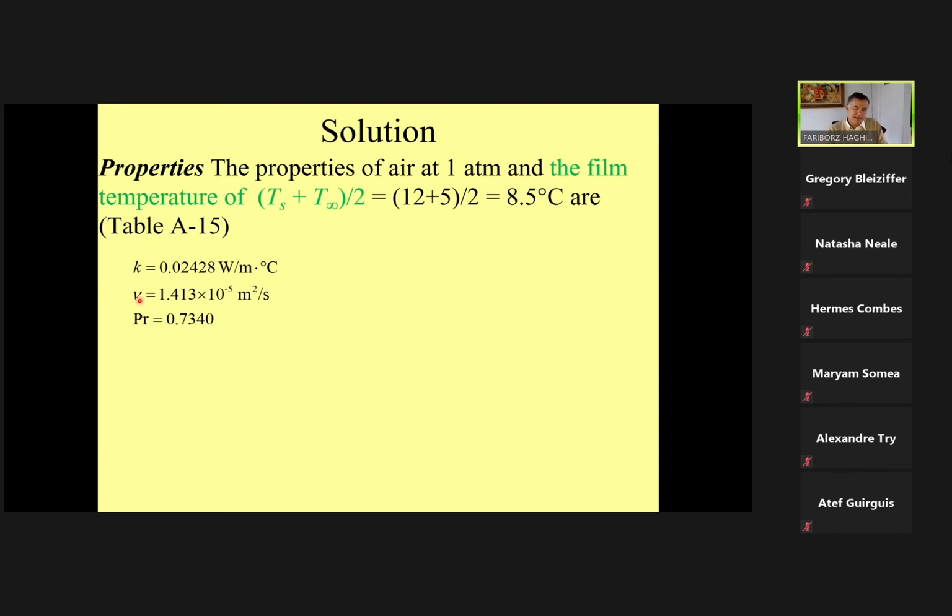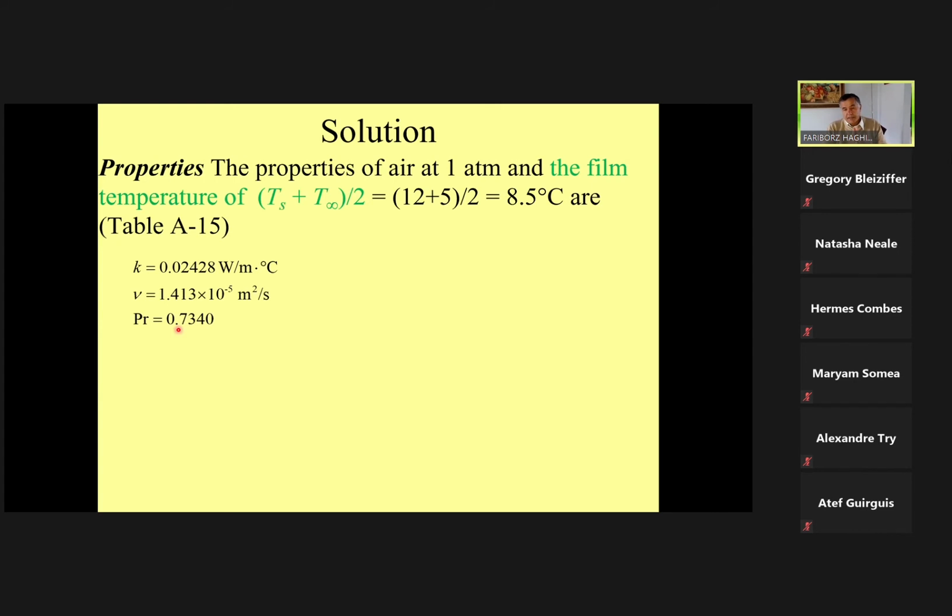Kinematic viscosity: rather than looking at density and viscosity separately, we look at one number, the kinematic viscosity. And for air, the Prandtl number is around 0.717273. Okay, therefore that's in this range. Now you have the physical properties, and the question here is, how much is my heat transfer?